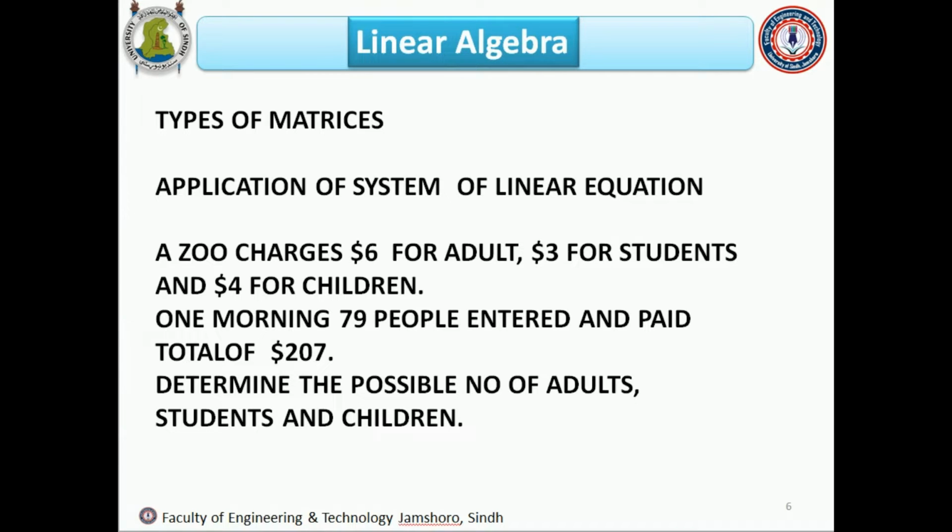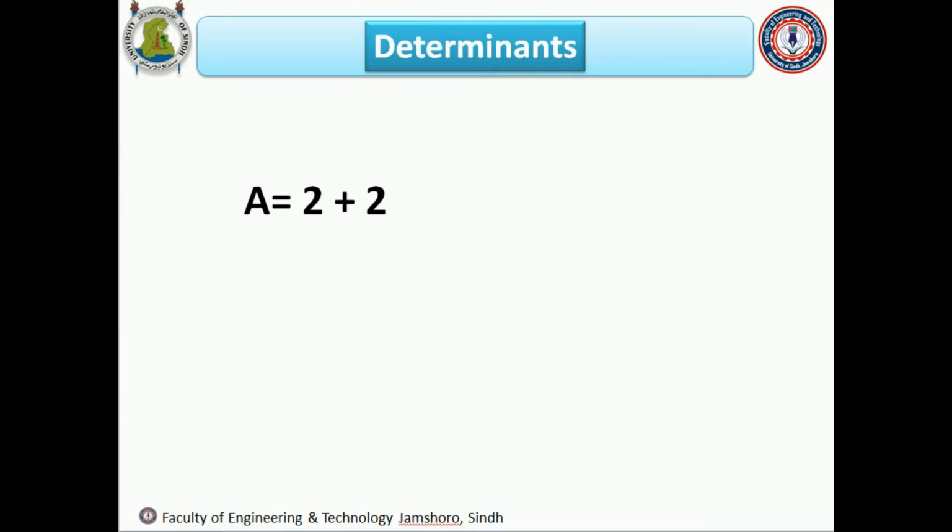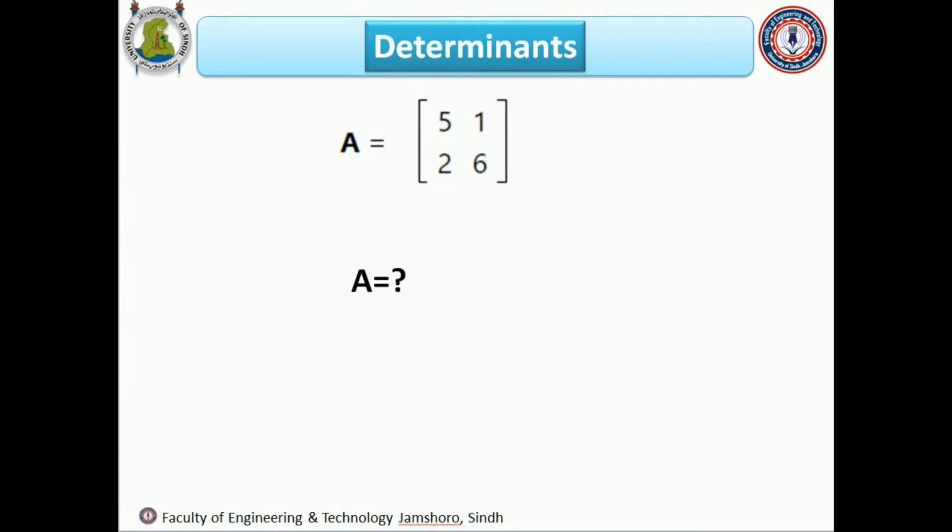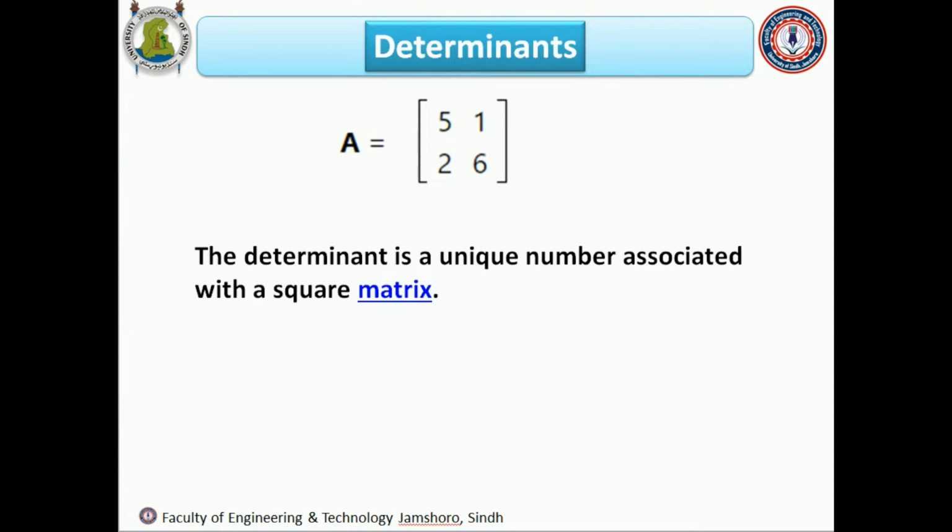The row operation will be performed, 2 plus 2 will become 4, and it is assigned to the variable a. 4 is a unique number now for the variable a. We do something with this square matrix and we will get a unique number. How is it possible? We go for the definition first: the determinant is a unique number associated with a square matrix. So for this square matrix we will do some operation on the elements, and in the end result we will get a unique number.